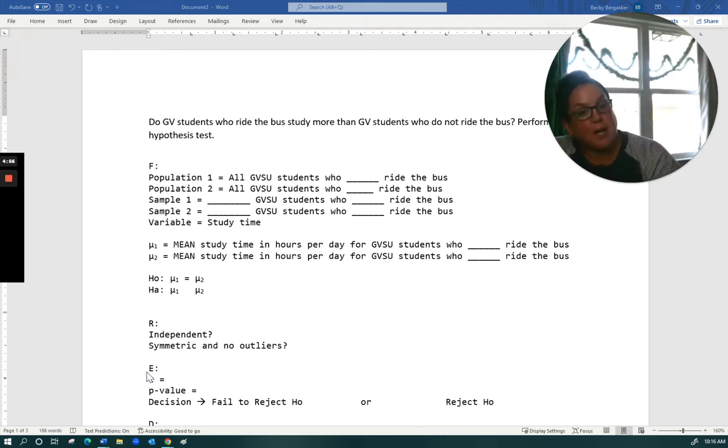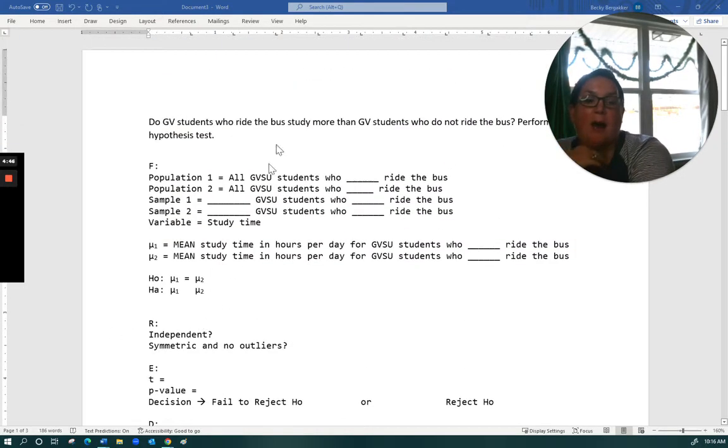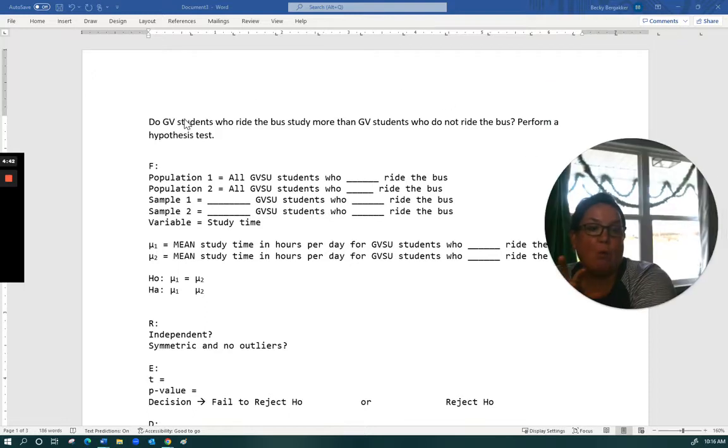Today we're doing our second example of an independent t-test, and this time I'm actually going to do it using R, and then I'm going to fill in all of these parts of Fred after we get our analysis from R. So we are looking to see if GVSU students who ride the bus study more than GVSU students who do not ride the bus.